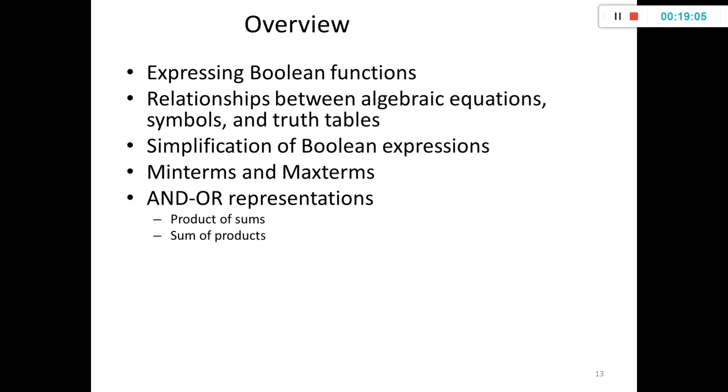Next we have simplification of Boolean expressions. That is, minterms and maxterms we also have to study; in the further slides or coming classes, we'll be talking about this. Then we have AND-OR representations, a two-level logic representation. In the syllabus we have POS, product of sums, and sum of products terms, that is SOP and POS. POS is nothing but product of sums. SOP is nothing but sum of products.